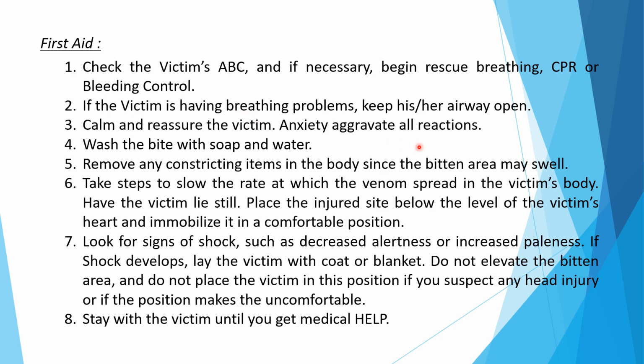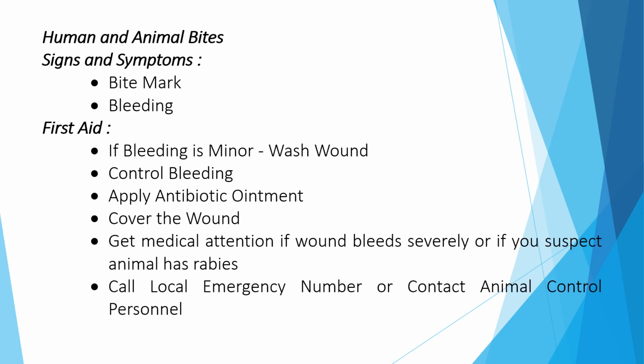Check for ABC. You just read this one, okay? Human and animal bite. Bite mark, bleeding in the area. First aid: if bleeding is minor, wash the wound, control bleeding, apply antibiotic ointment, and cover the wound. Get medical treatment if the wound bleeds severely or if you suspect an animal or rabies bite. Call the local emergency hotline number.